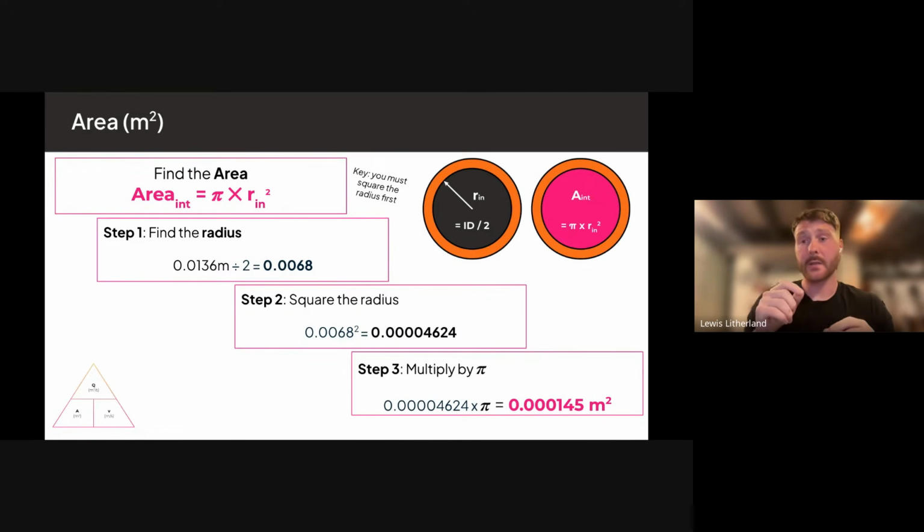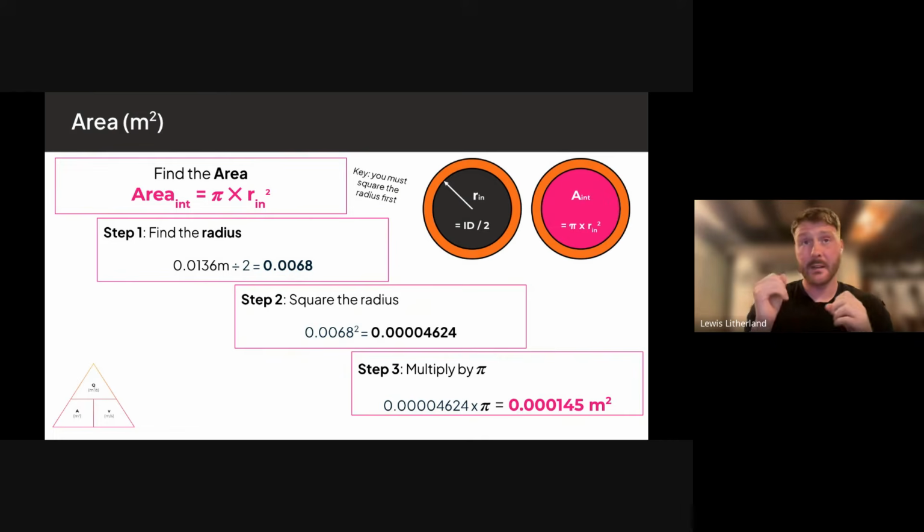The first thing you need to do, and probably the most important thing, is to put in the key, which I probably should have made a little bit more obvious. You must square the radius first when you're doing this calculation. So that's why I've done radius first. You're then going to square the radius. So it's 0.068 squared, and you get that number there. I'm not going to read all the numbers out, it's going to get really boring and everyone's going to switch off. So that's what we have there.